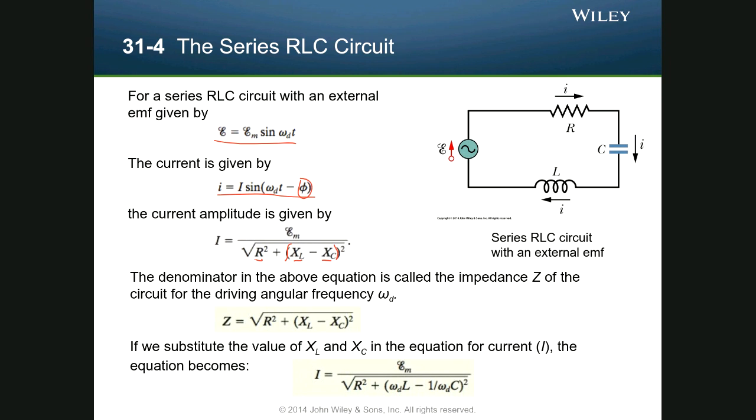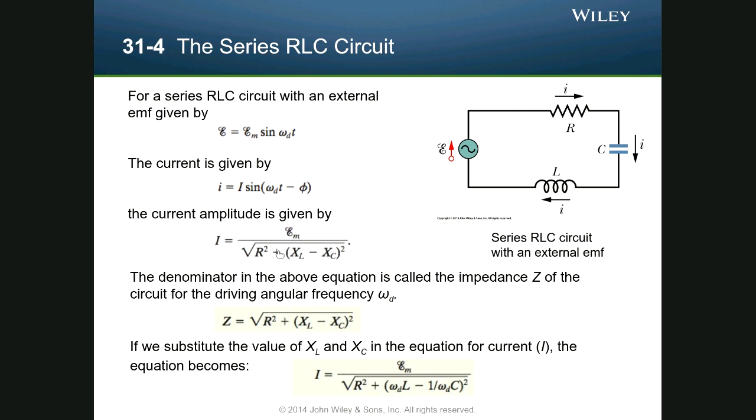It's tempting to write this underneath the root as R squared plus XL squared minus XC squared. This is wrong. Don't do it, okay? Bad. We don't want to do that at all. Notice the parentheses here and here, and the squared here.